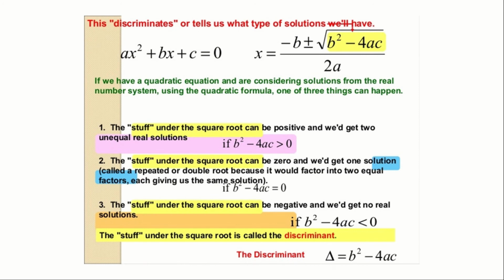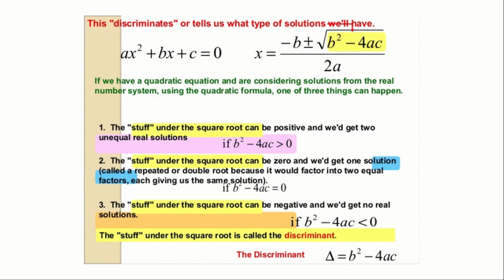So ax square plus bx plus c is equal to 0, where the formula for this quadratic equation is x is equal to minus b plus or minus square root of b square minus 4ac, whole divided by 2a. If we have a quadratic equation and are considering solutions from the real number system, using the quadratic formula, one of three things may happen. So these are the three rules which we have to follow while doing the discriminant problem.